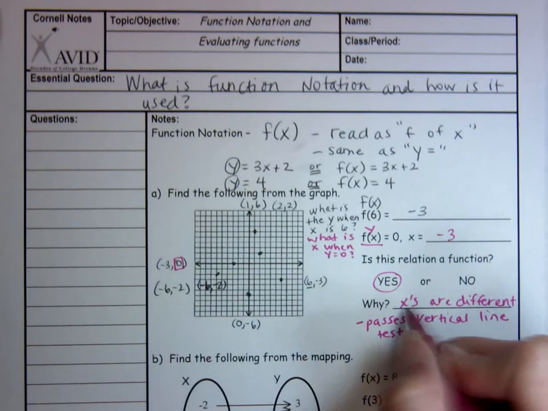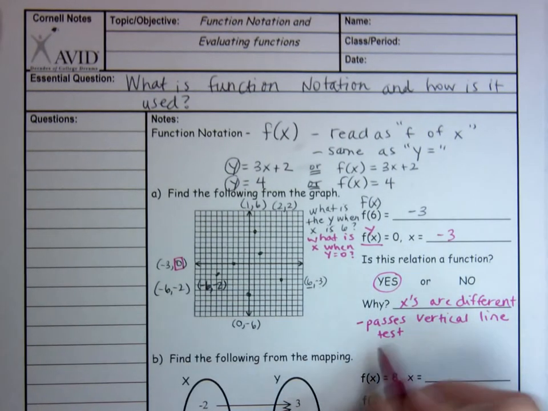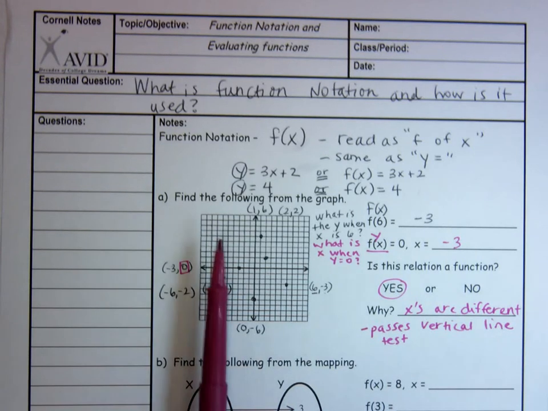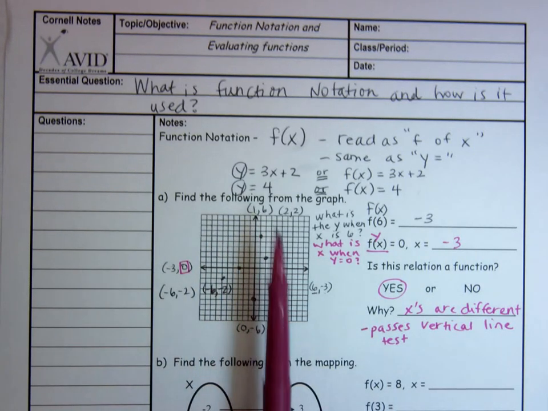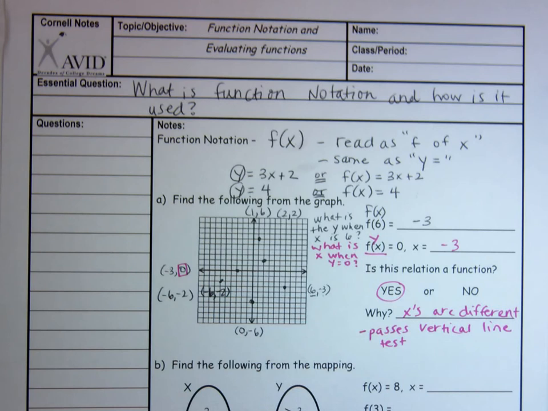So all the x's are different and it passes the vertical line test. If you were going to put your vertical line on each one of these points, the vertical line would only cross the points one time.